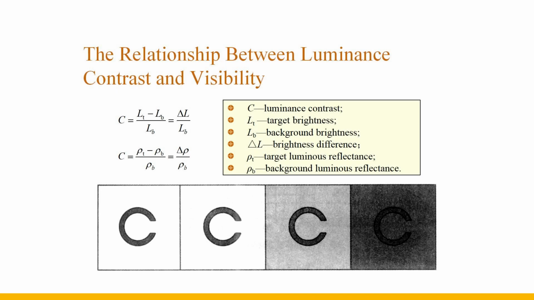Luminance contrast refers to the difference in brightness between the viewing object and the background. The greater the difference in brightness, the higher the visibility. For uniformly illuminated matte backgrounds and targets, light reflectance can be used instead of brightness.